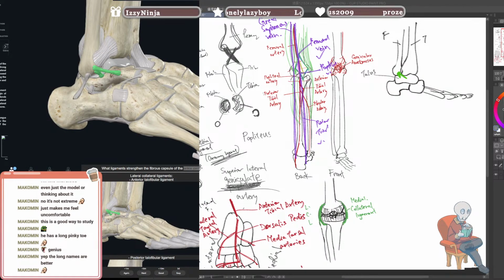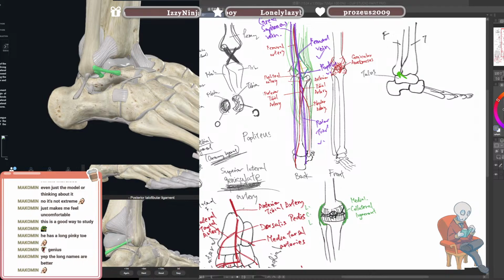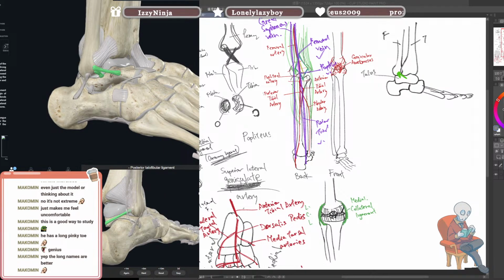Ligamentum talofibulare anterius. Anterior talofibular ligament. There you go. Good. I have not been betrayed. It's just that I was wrong about what this bone is. Sorry about that. And the other one will be the posterior talofibular ligament. It's basically this one.